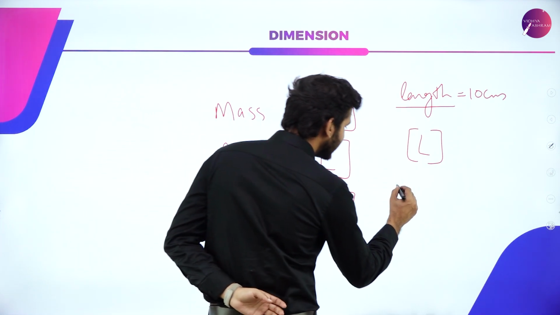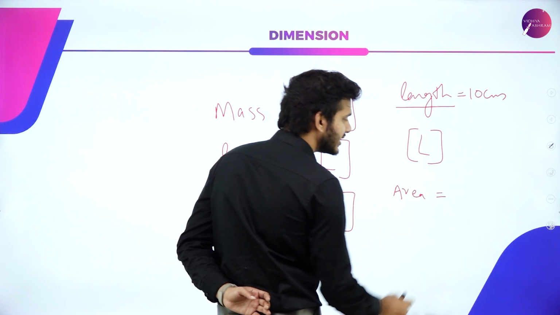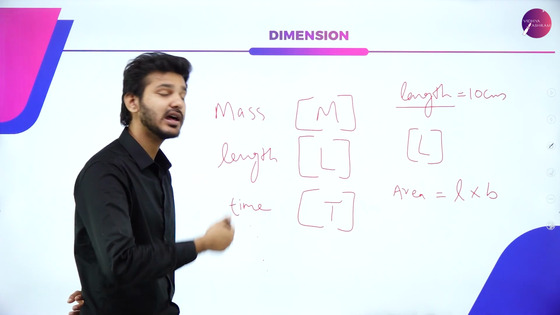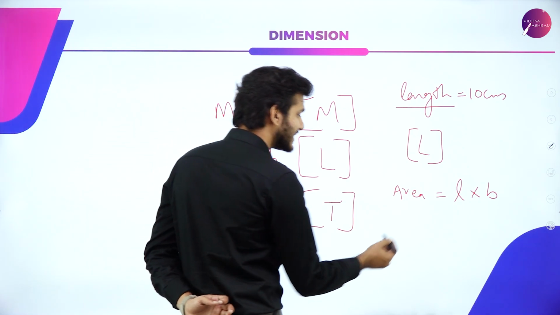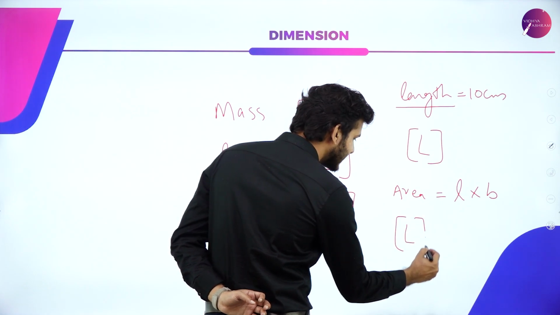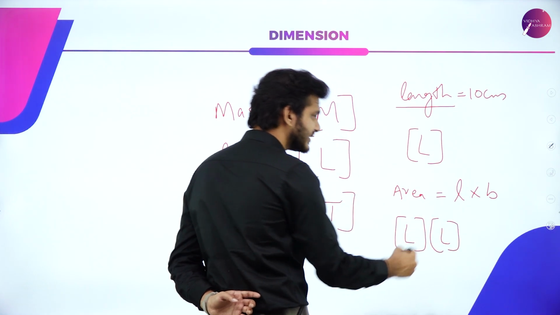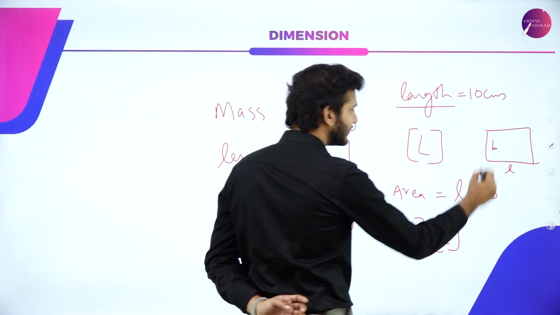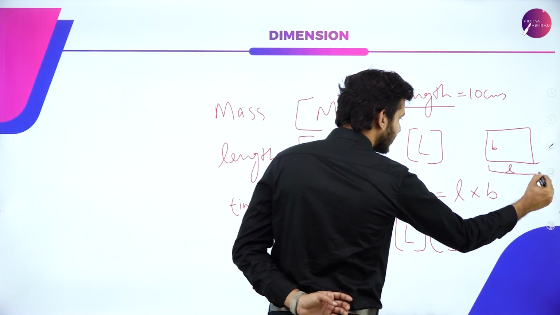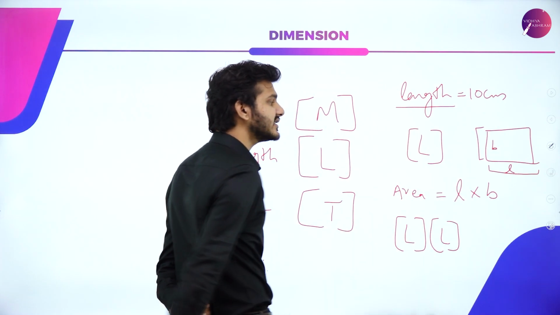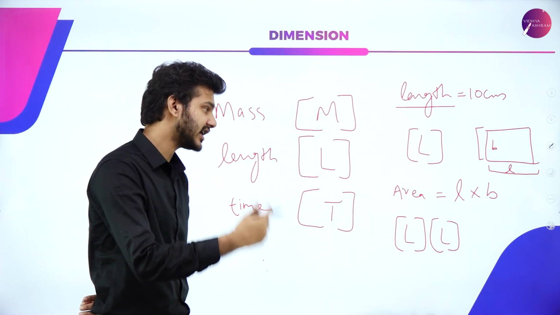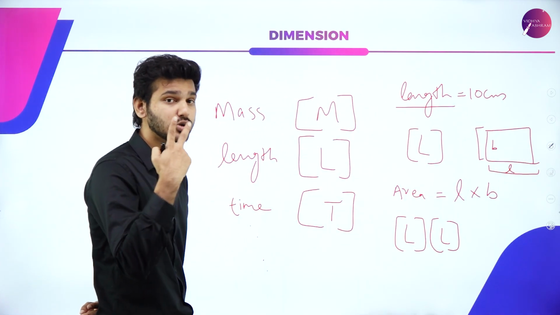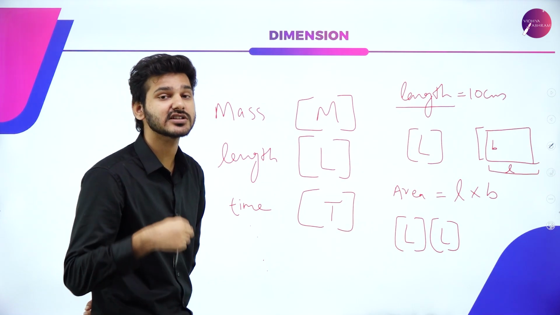Area. So area is equal to, let's say, length into breadth. If I have a rectangle, length into breadth will be the area. Again, it is nothing but length multiplied twice. That is, if I am measuring a rectangle which has length L and breadth B, I am measuring length once sideways and length again on the upper part, vertically. So I'm measuring length twice, which means it has the same dimensions of length only.